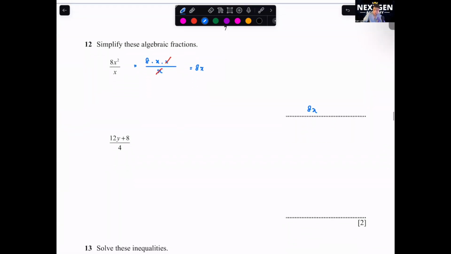Okay, next one, 12y plus 8 over 4. Okay, often students make a careless mistake on this one. You all cannot just cancel off like this, because here there's a plus. So you need to factorize out on top first, which is 4. 4 times 3y plus 2 over 4. Cancel, cancel. Here will be 3y plus 2.